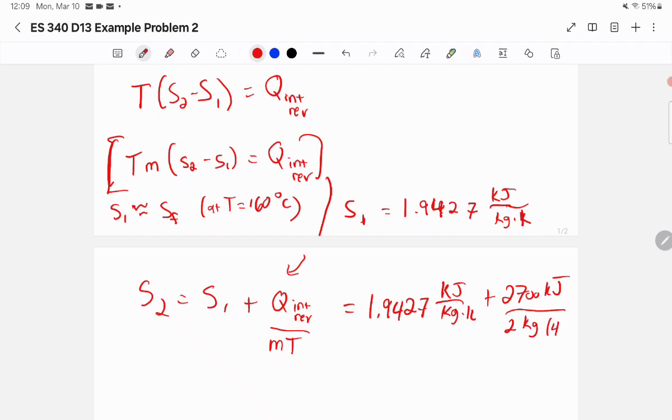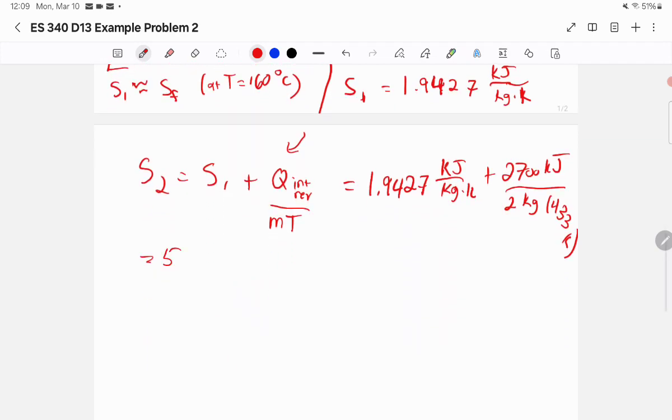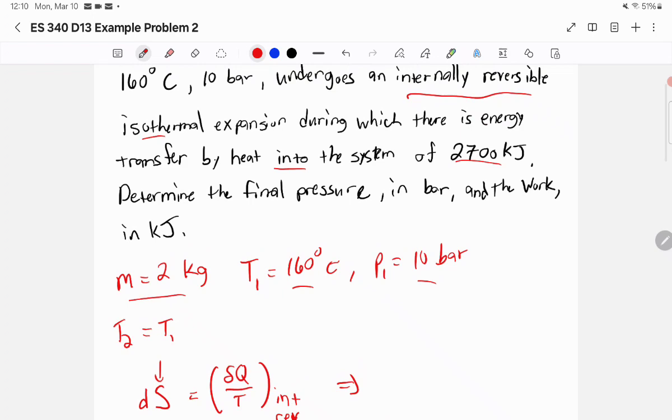And we have to convert to, remember, we always convert to Kelvin, and the conversion just makes this 433 Kelvin. I'm dropping the 0.15, right? I'm not going to worry too much about the slight change that makes. So what we find is 5.0605 kilojoules per kilogram Kelvin. So that's what I got for my s2, but that doesn't help me per se, because I want to find the final pressure, so P2, and I also want to find the work.